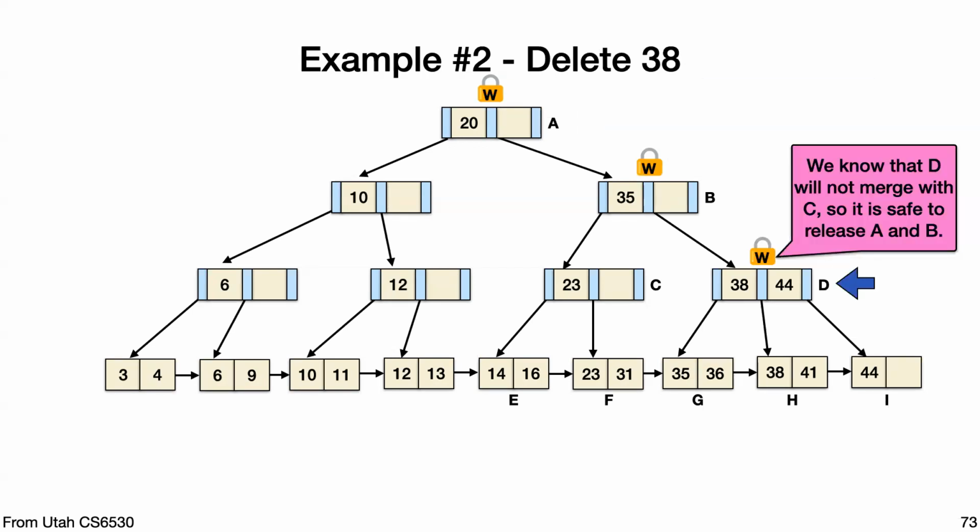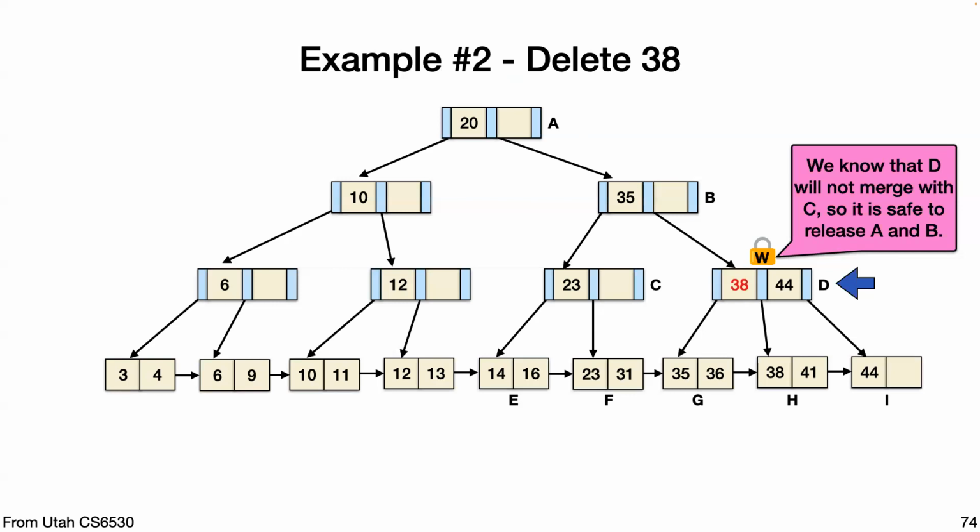Okay, so now we keep going, we're still holding A and B. And now we look at D, and we know that we have to delete 38 here, but there's enough space because there's still going to be 44, so it's still going to be at least half full. And now we know it's safe, so we can release A and B.